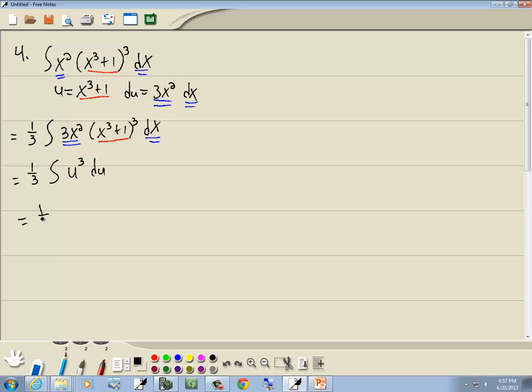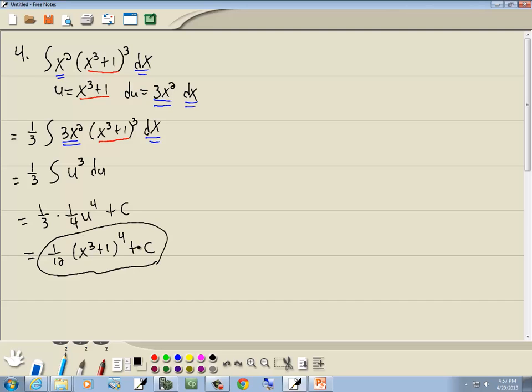Well, add 1 to our power, divide by new power. So that gives us 1/4 u to the fourth plus c. 1/3 times 1/4 is 1/12, and u we said was x to the third plus 1. So plug that in. X to the third plus 1 to the fourth power plus c. And that's our answer.